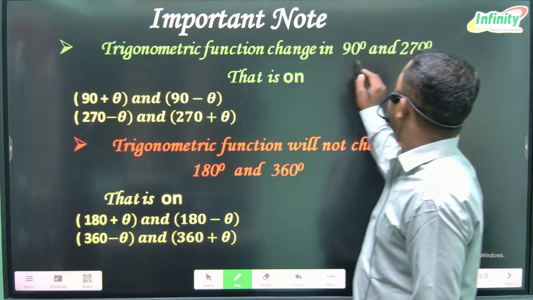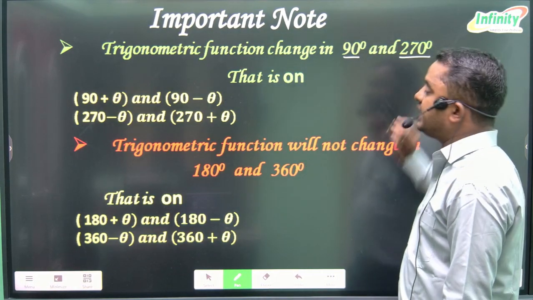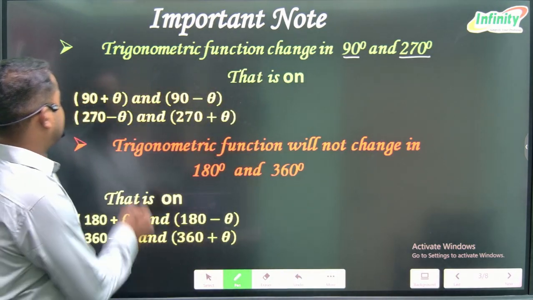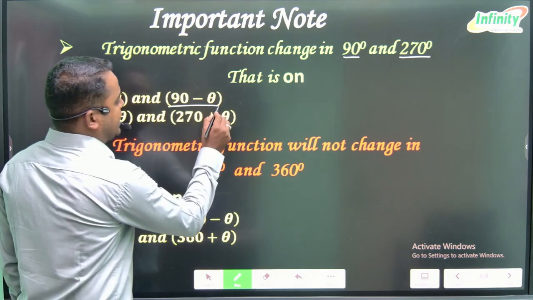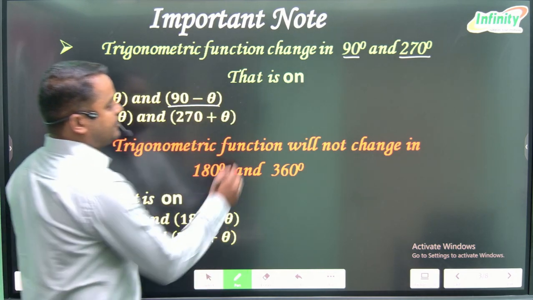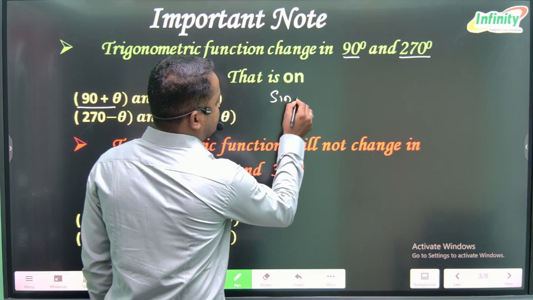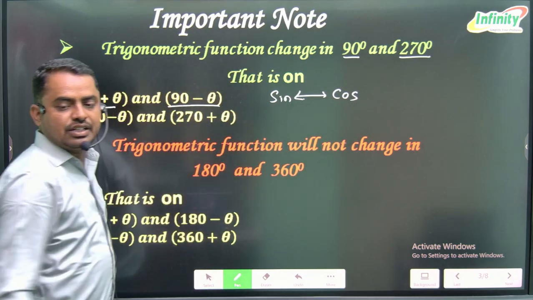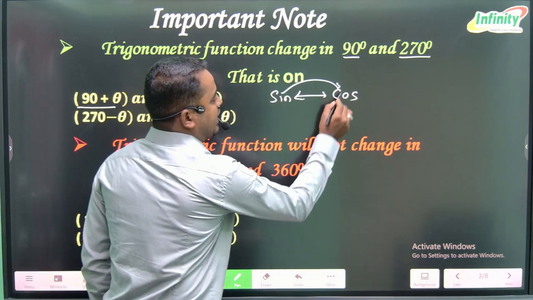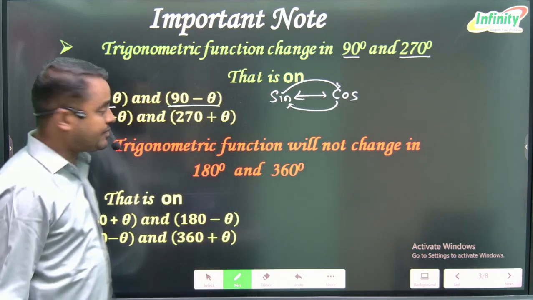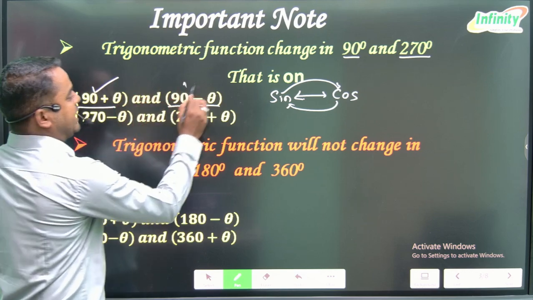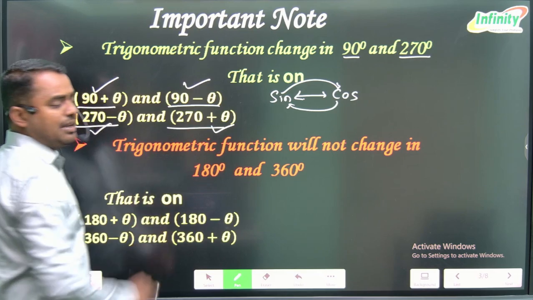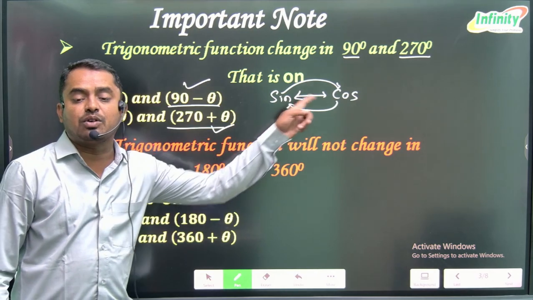Trigonometric functions change at 90 degrees and 270 degrees, that is, when you are calculating with 90 plus theta and 90 minus theta. At that time sine becomes cos, and cos will become sine. In 90 plus theta and 90 minus theta, as well as 270 minus theta and 270 plus theta, sine will become cos, and cos will become sine.